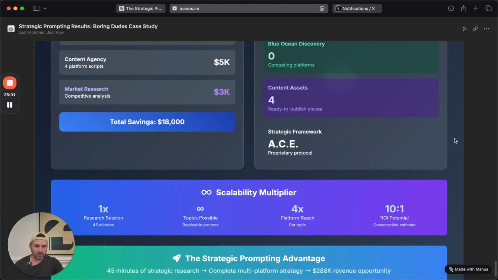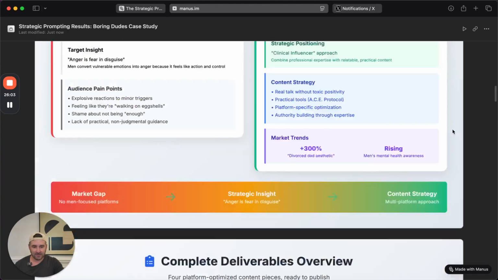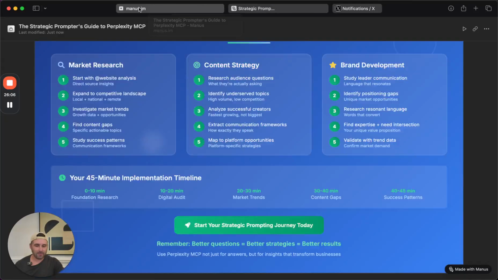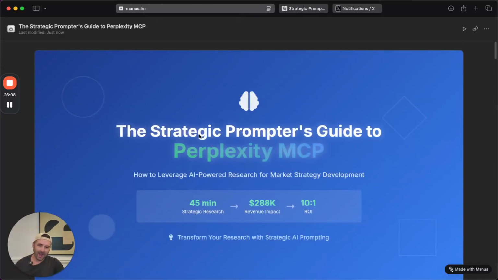So incredible, incredible stuff. Again, Perplexity MCP, full prompting, breakdown and guide, super actionable ways to use AI, put it to work. I think you'll make a lot of money if you reverse engineer this process and do it. I'm going to do some more workshops on this in our community. I think this is incredibly valuable.